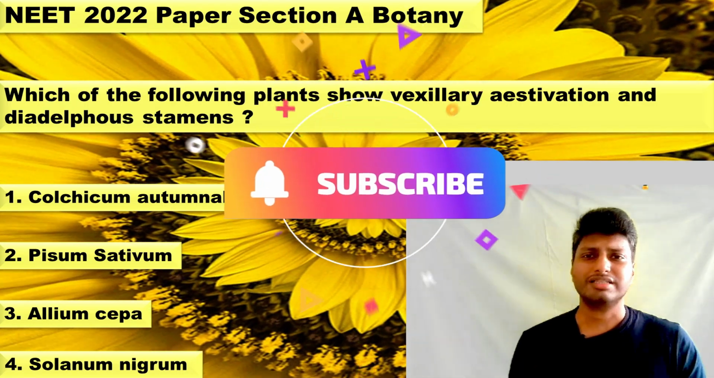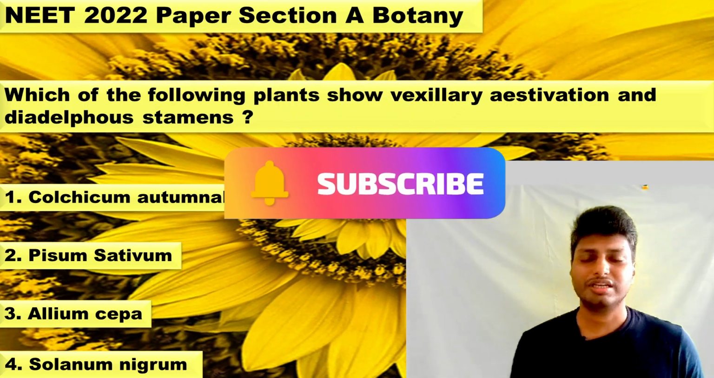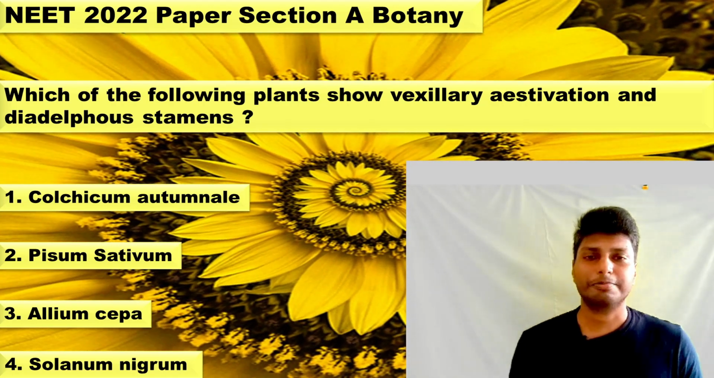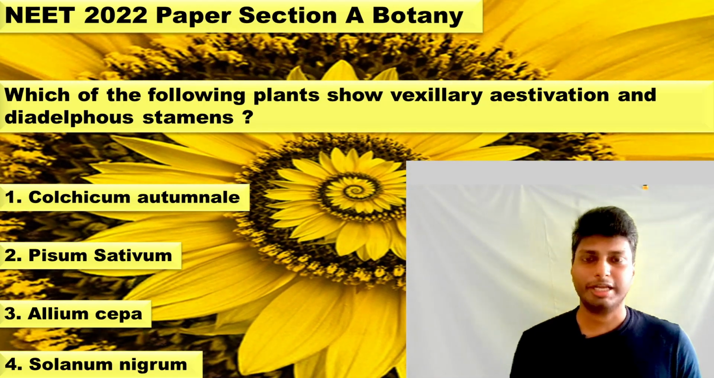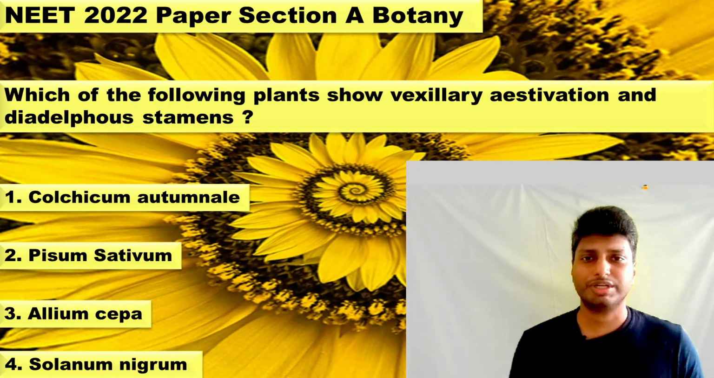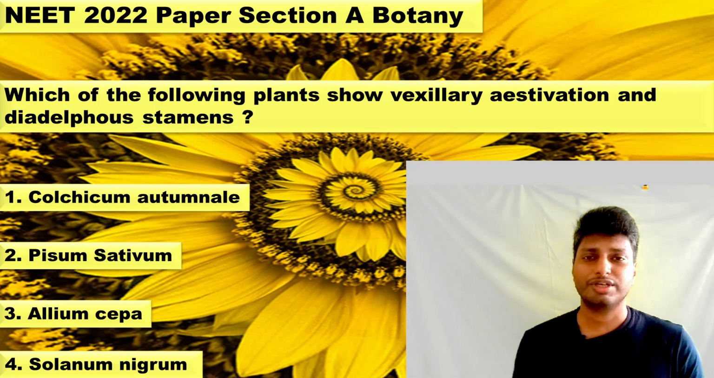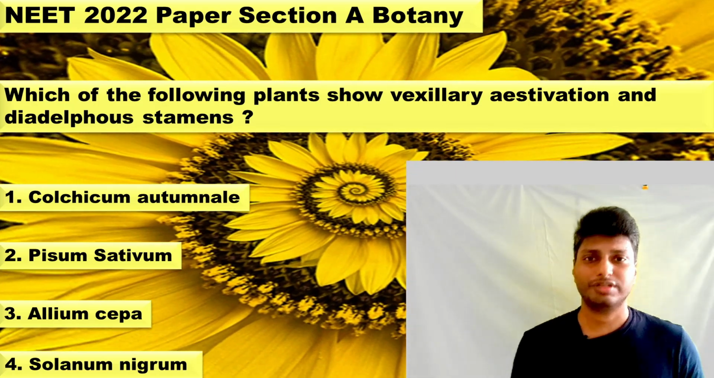Now as you can see on the screen, the question is from the NEET paper 2022 and it appeared in Section A, the botany part. So what is the question? The question says: which of the following plants shows Vexillary aestivation as well as Diadelphous stamens?